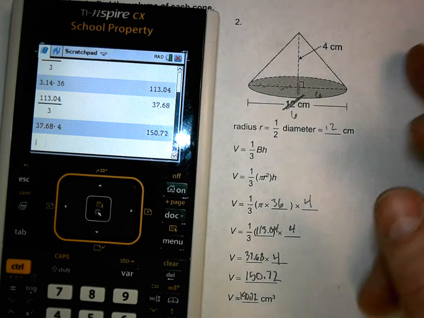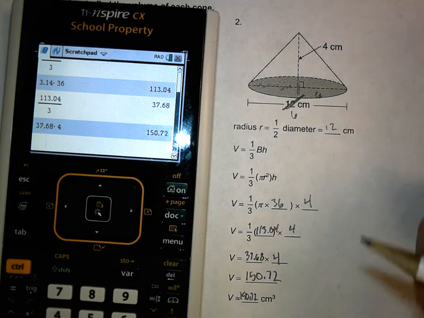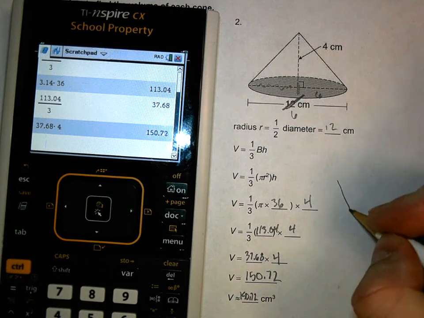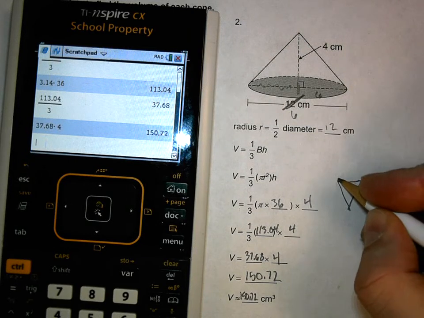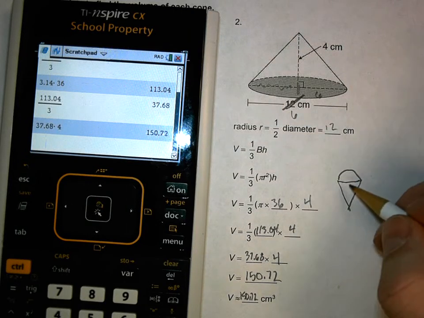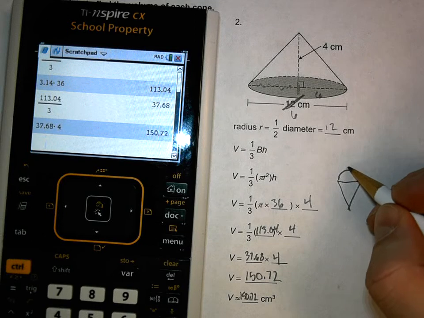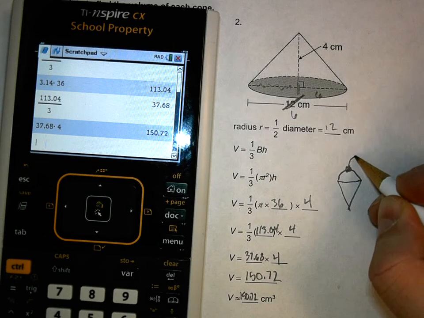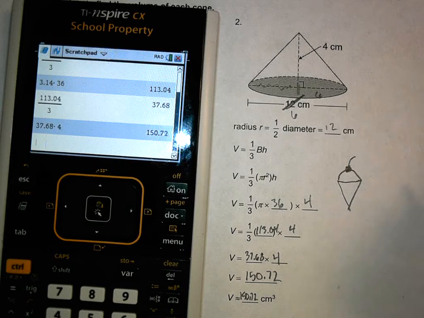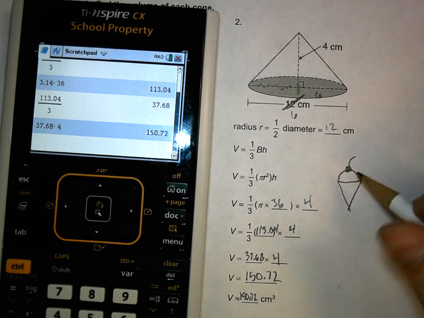I hope that was helpful. If you go through all the steps each time, remember that an ice cream cone has less ice cream. Let's put a little cherry on top of it too. Okay, an ice cream cone has less volume than a tub of ice cream. And if you draw the cone, that's your indication.